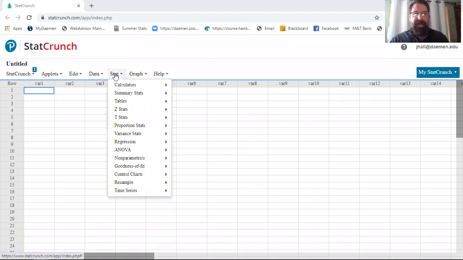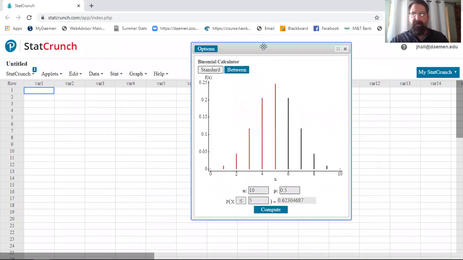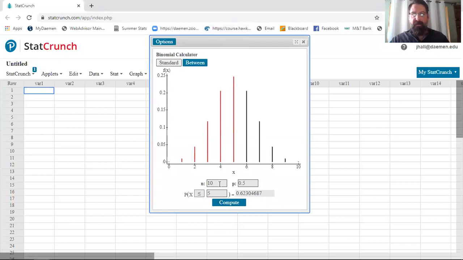If you go in StatCrunch, go to Stat and Calculators, you'll see binomial here. Binomial will bring up this window. And here all we have to do is enter in the number of trials and the probability of success. It will then calculate for us really any probability we want.